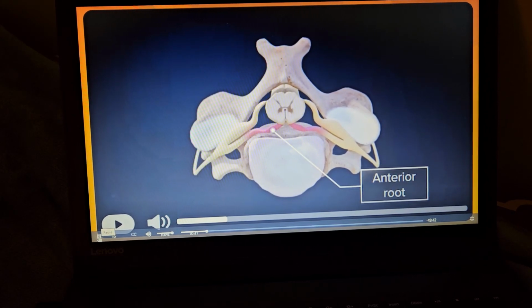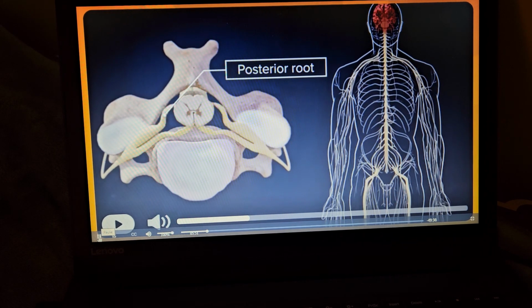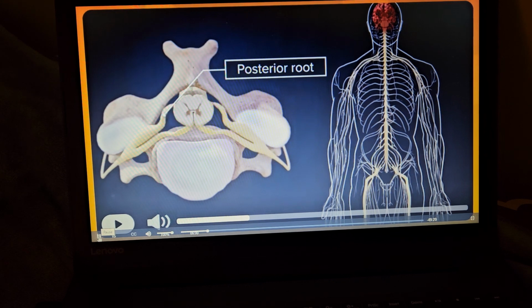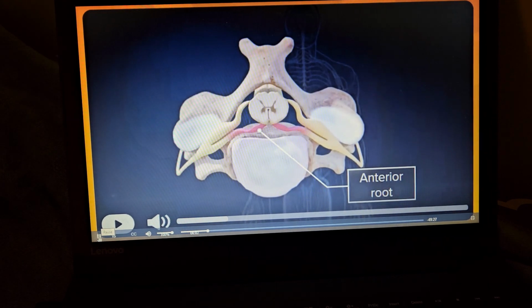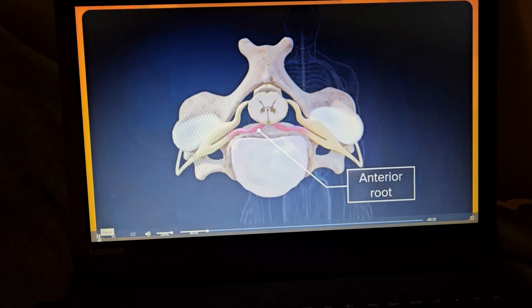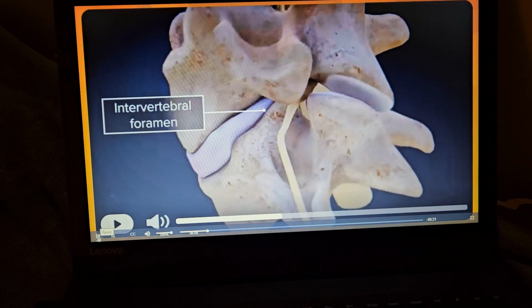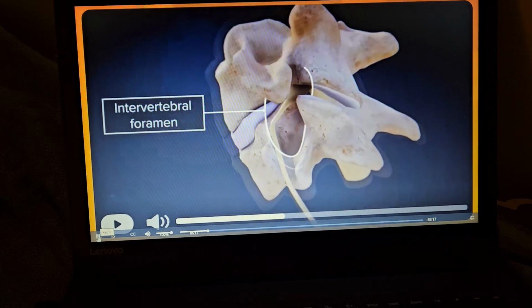The anterior roots are the motor nerve roots. The posterior are the sensory nerve roots. So the posterior are the sensory, and they transmit and receive information about body sensation, whereas the anterior roots are motor neurons that supply information about moving our bodies in space. And here's where we get into some of the things that we're going to be dealing with today. They're the intervertebral foramina, where the nerve comes out.